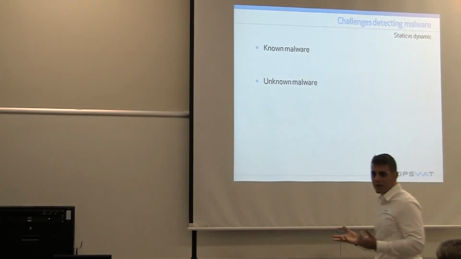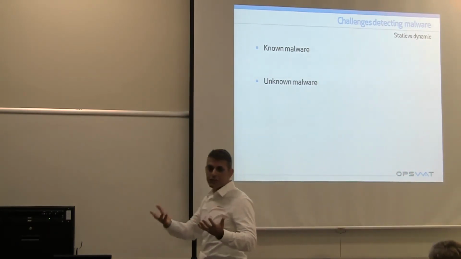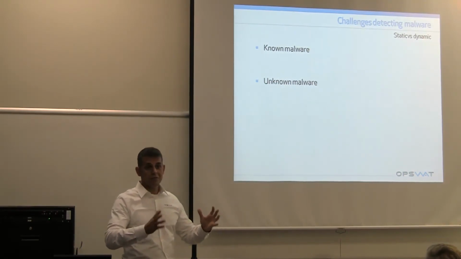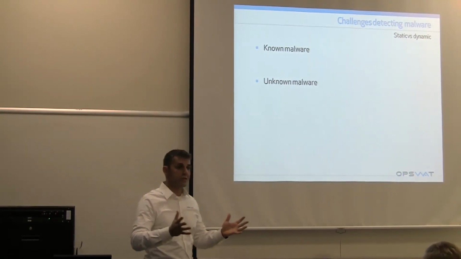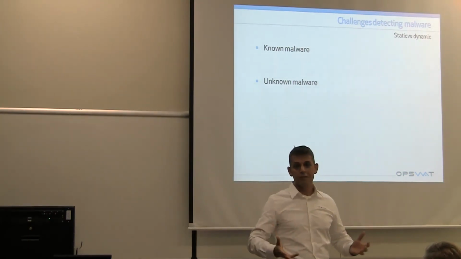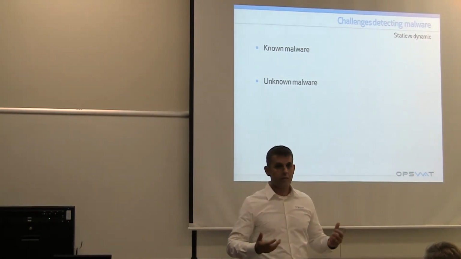Known malware is malware that is already out there. We know that it's there. So there are a bunch of challenges to detect known malware. Why do we have challenges? Because there is a lot of malware, 160 million viruses out there.